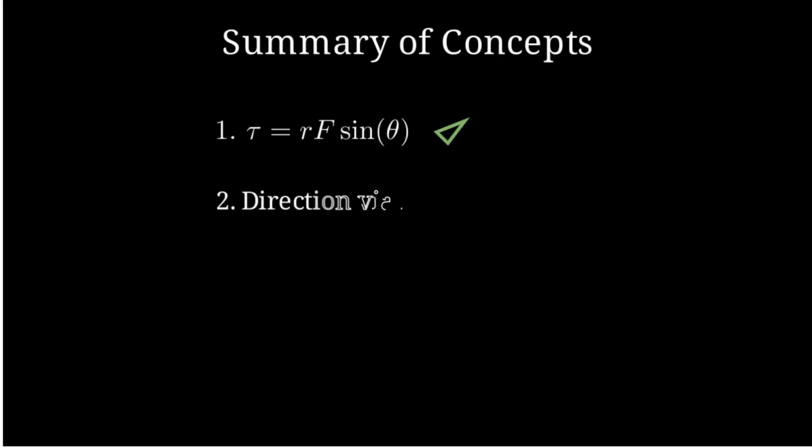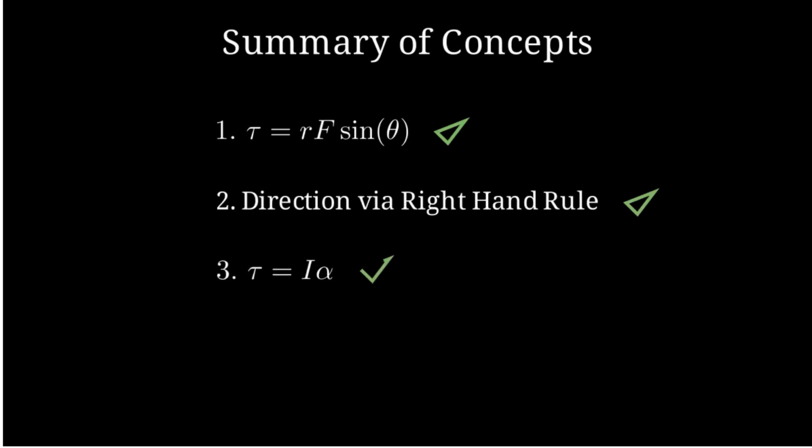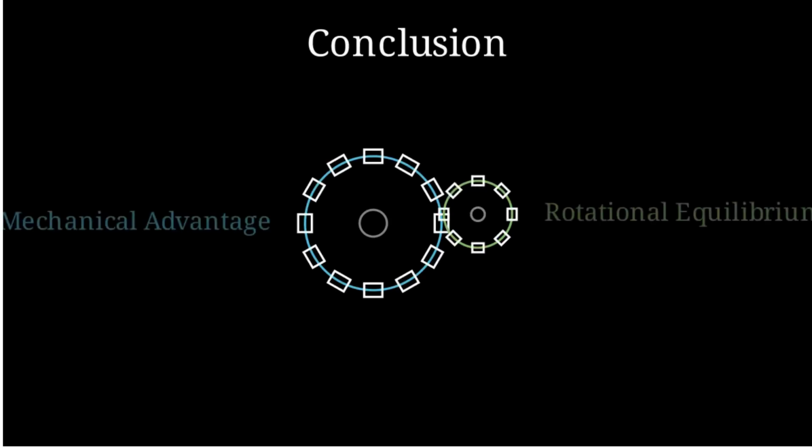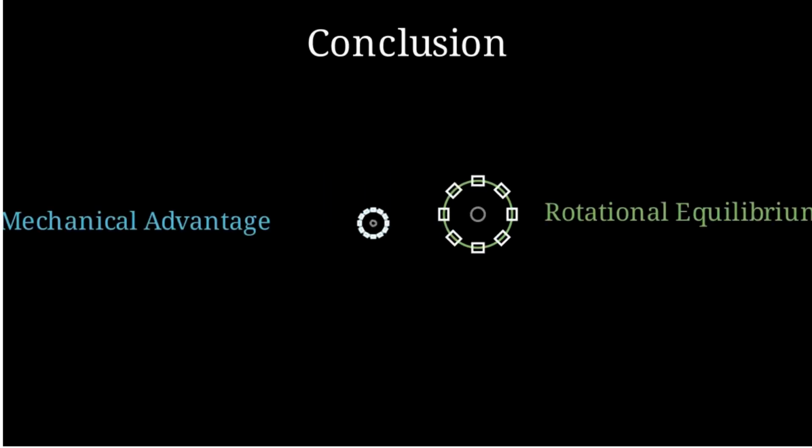To summarize, torque depends on the force, the distance from the pivot, and the angle of application. It is the rotational equivalent of force and is essential for calculating angular motion. Understanding torque allows us to engineer everything from simple tools to complex machinery.